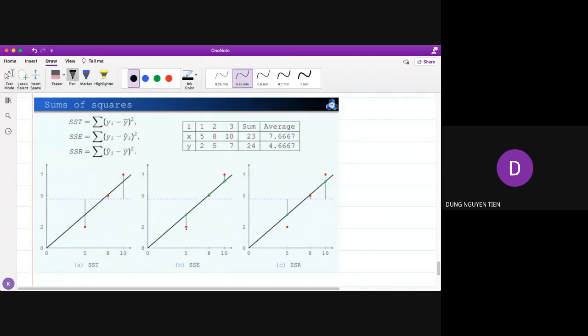If you compare the difference between the predicted value and the observed values, you should get the residual, right? And the sum of the square of these residuals gives you the SSE, the sum of square for error. And if you compute the deviations of the predicted values, the green dots, around the mean value, then you get the SSR, the sum of square for regression. So we can get the following sums of squares.